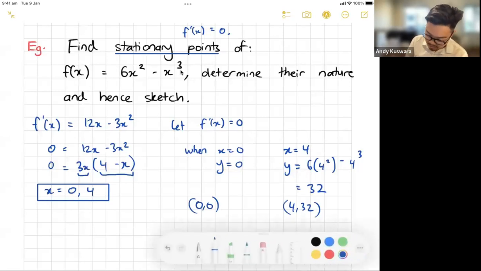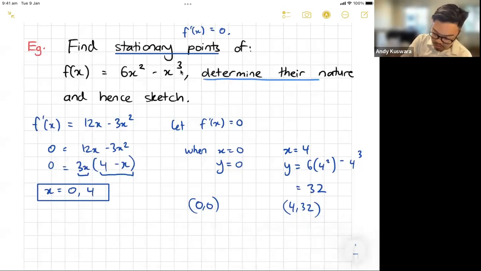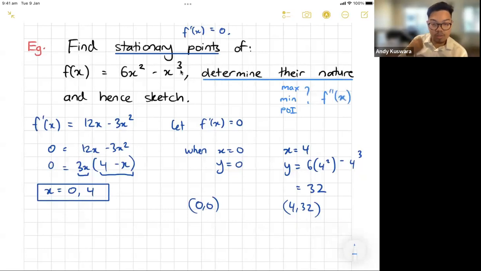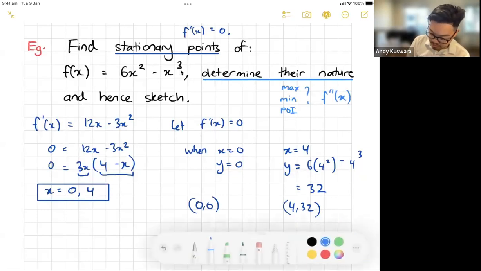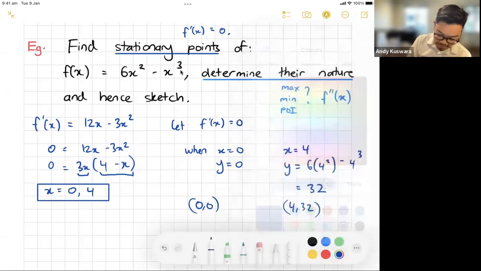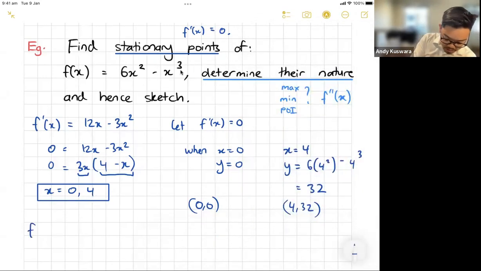Now I've done that, the next step is for me to determine their nature. In other words, is it a max? Is it a min? Is it a point of inflection? Instead of using the table of slopes, now we're going to use our second derivative. So I've got my f dash x, and continuing on from that, I can see my f double dash x becomes 12 minus 6x.